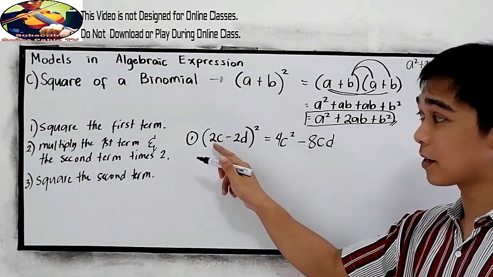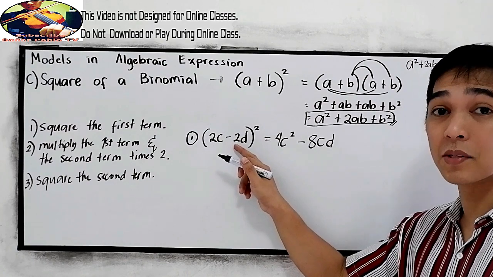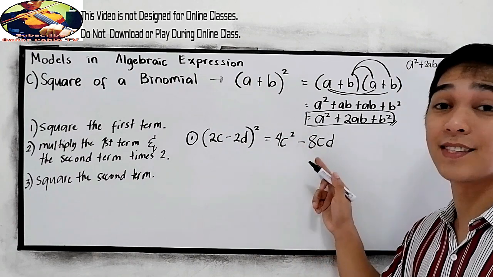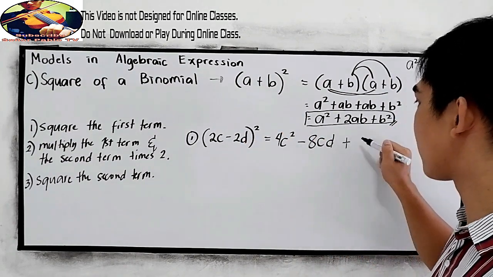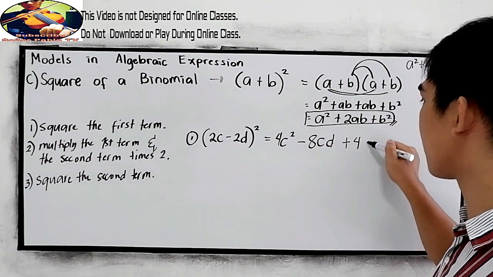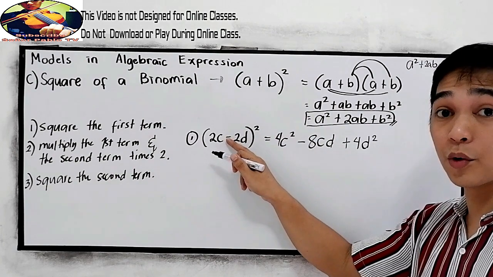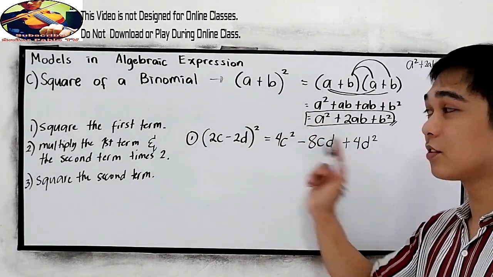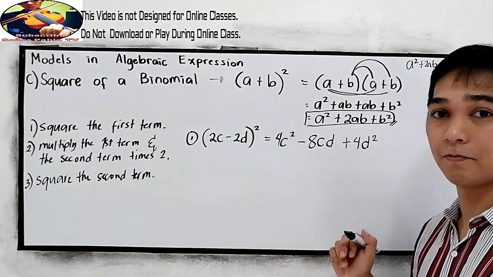Let us repeat. Multiply the first term and the second term. 2C times negative 2D, negative 4CD times 2, negative 8CD. Then square the second term, so we have positive 4D squared. Why positive? If we're going to multiply negative times negative, that will give us positive. So 2 squared, that's 4, then D squared.